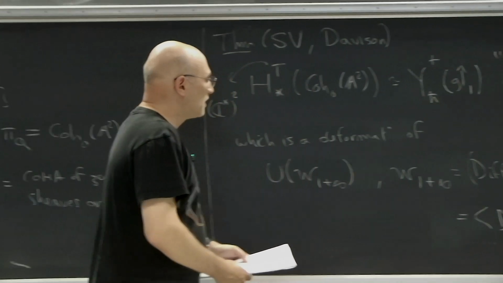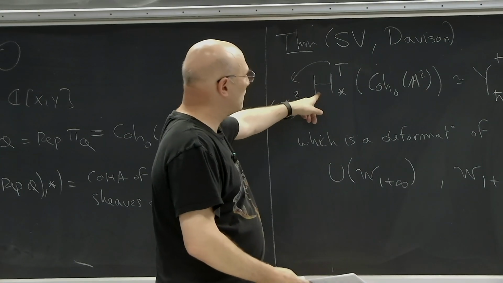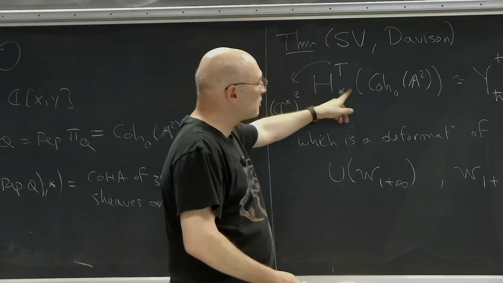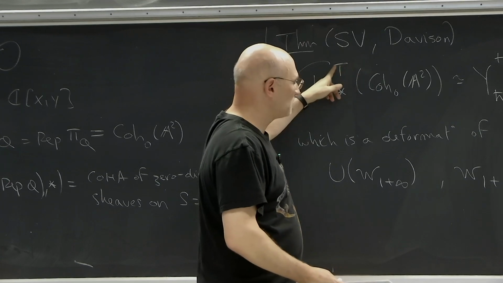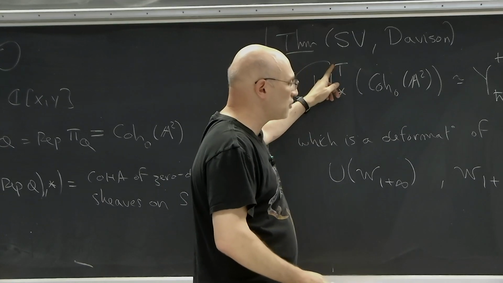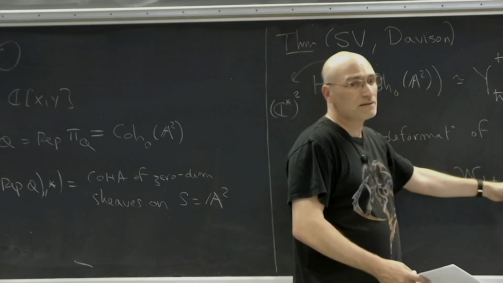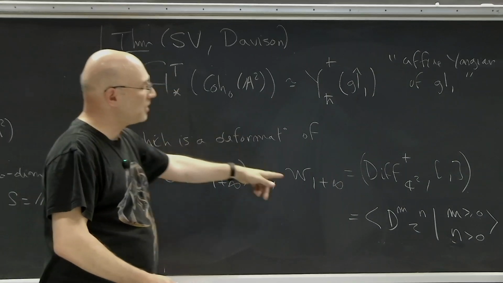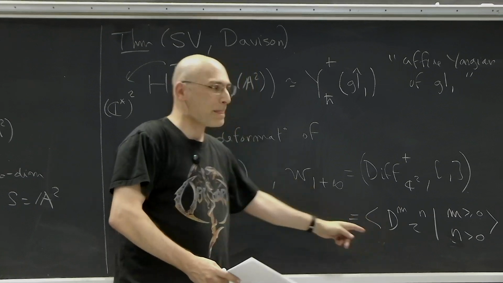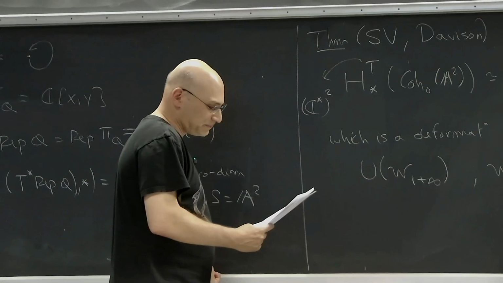Okay. And this Coha of zero-dimensional sheaves on A2, when you take it in T-equivariant homology, then you get a deformation of that one. Okay, and if you don't use T-equivariant homology, then you get exactly that one. So that's a nice result.